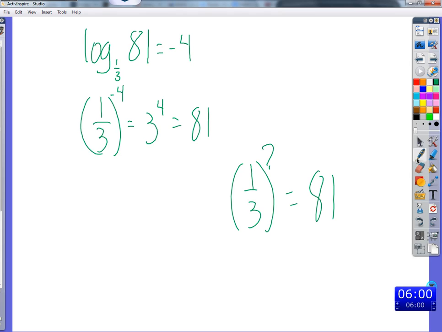So, technically speaking, you don't need log, you could express this as 1/3 to the x equals 81, and you just solve for x. So figure out what x is. Log is just the fancy way of saying it? Yeah, in a sense. That kind of makes it semi-superfluous.